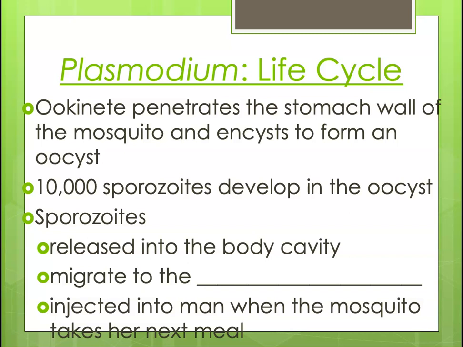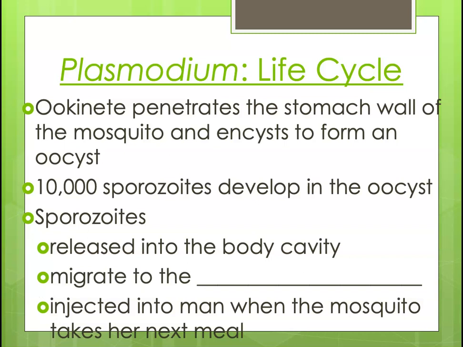Inside the oocyst, up to 10,000 sporozoites develop. The sporozoites are released from the oocyst. They get into the body cavity, migrate to the salivary glands, and this is what gets injected into the next human when the mosquito takes her blood meal. So those sporozoites are infective for man. They are inside the salivary glands of the female Anopheles mosquito.